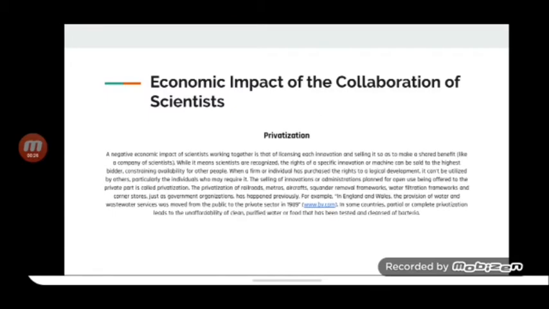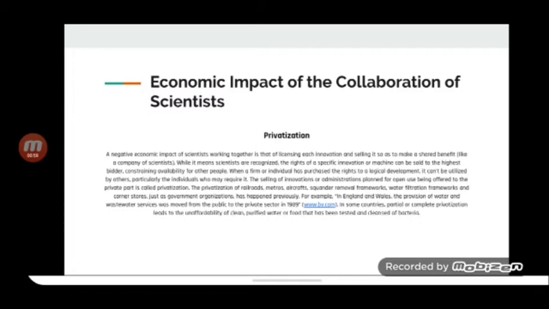Privatization. A negative economic impact of scientists working together is that of licensing each innovation and selling it to make a shared profit, like a company of scientists. While it means scientists are recognized, the rights of a specific innovation or machine can be sold to the highest bidder, constraining availability for others. When a firm or individual has purchased the rights to a logical development, it cannot be utilized by others, particularly the ones who may require it.